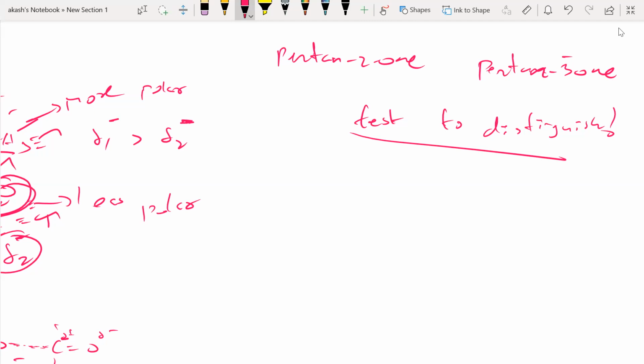This test tube is only pentan-2-one, sir. This test tube is pentan-3-one. How will you tell me? That's what I'm asking. You have to do some test, right? Tell me, how do you do it?